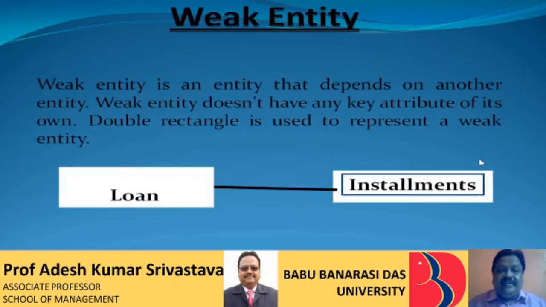Now, weak entity. A weak entity is an entity that depends on another entity. A weak entity does not have any key attribute of its own. A double rectangle is used to represent a weak entity, as we discussed earlier. For example, installments may be a weak entity. Why? Because it depends on the loan. The installments of the loan, or you can say the EMI, is always dependent on the loan. As per the loan, the EMI differs. So this may be a weak entity.